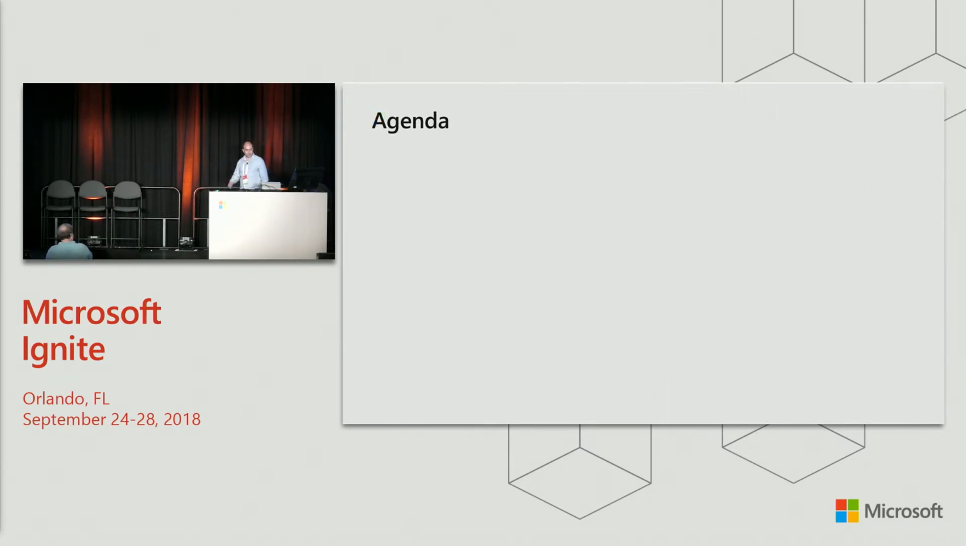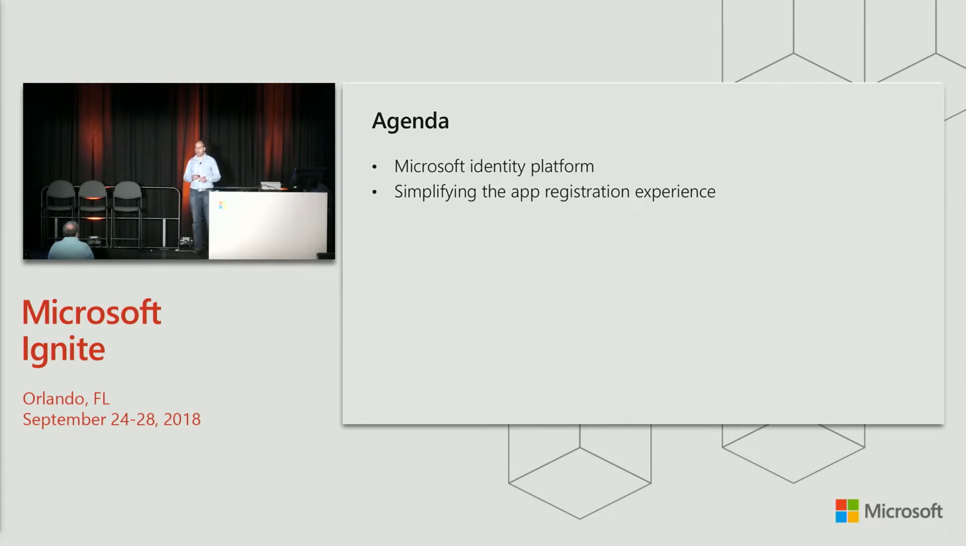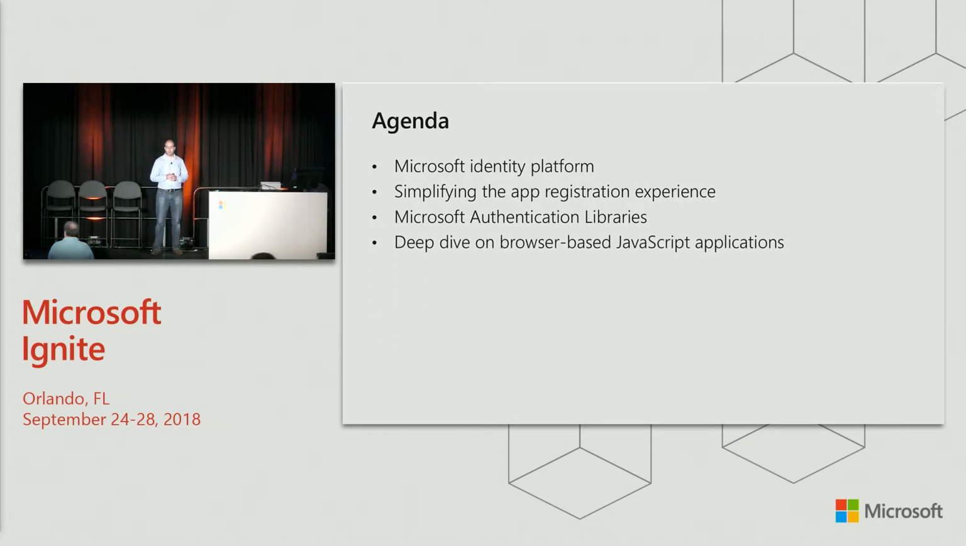All right, let's get to the agenda. So first up, we have the Microsoft Identity Platform. We're going to talk about our vision and what makes a world-class identity platform. We're going to talk about how we're simplifying the application registration experience. We're going to talk about the Microsoft authentication libraries. We're going to deep dive on browser-based JavaScript applications written in MSAL.js. And then we're going to talk about how you can update at your own pace.